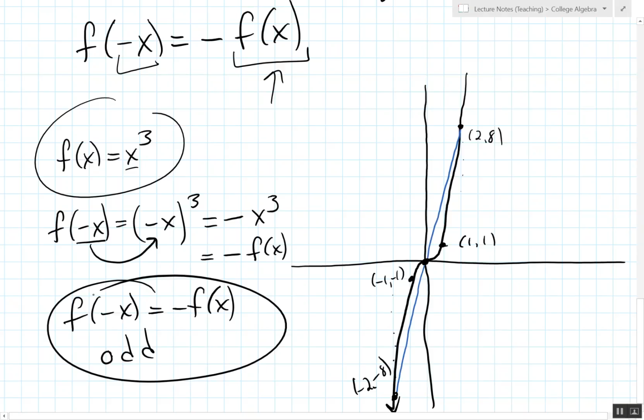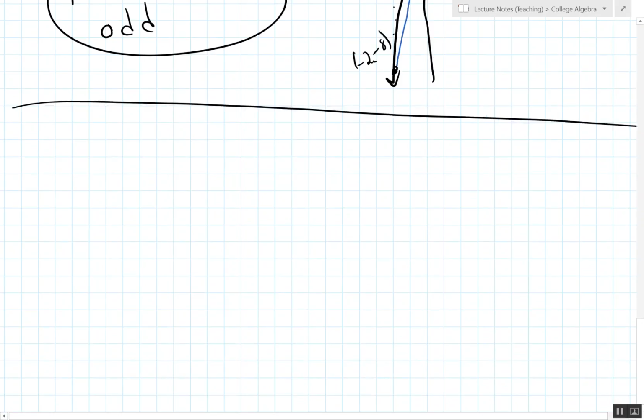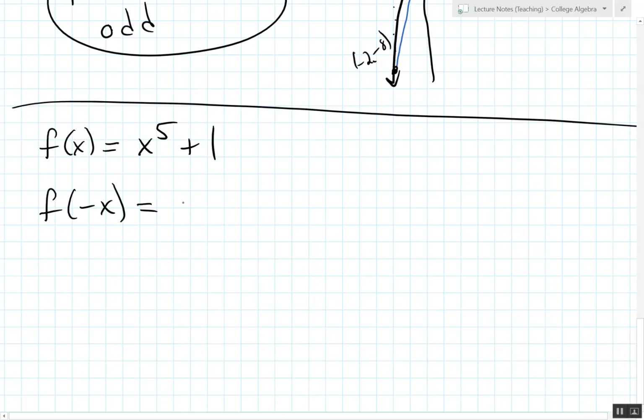So you may be asking yourself now, before we end this video, are all functions odd or even? And the answer is no. An easy example here to figure out is x to the 5th plus 1. The trick to doing any of these type of problems is you always put negative x in and see what happens. Notice here that this will be negative x to the 5th plus 1, which would give me a negative x to the 5th plus 1.